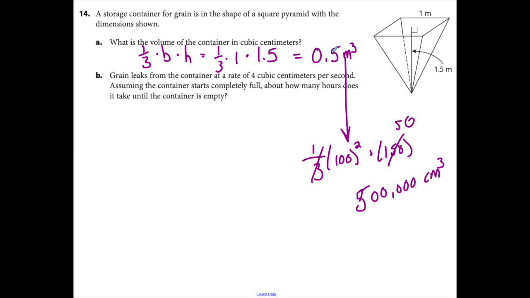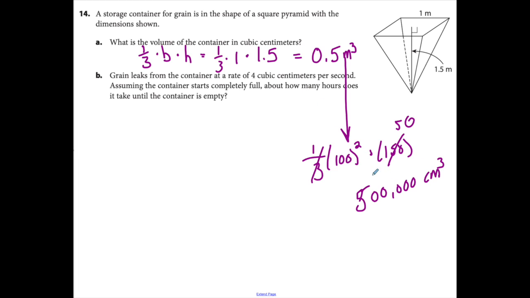Now, for half a meter cubed, what you probably need to know is that there's 100 centimeters in a meter. So if there's 100 centimeters in a meter, then there are 1,000,000 cubic centimeters in a cubic meter, because you would take 100 and cube it.